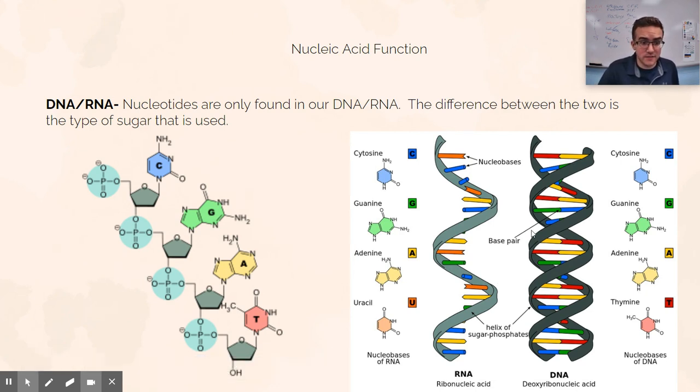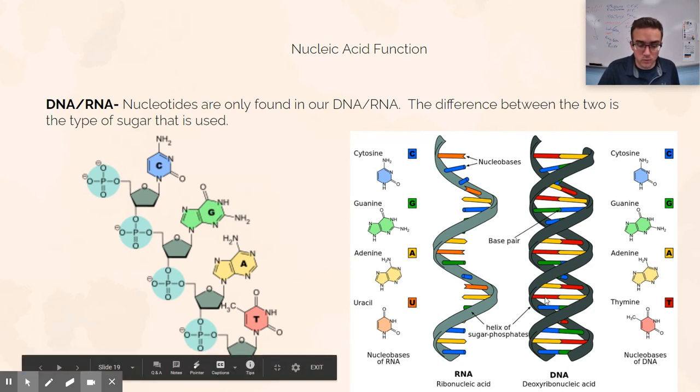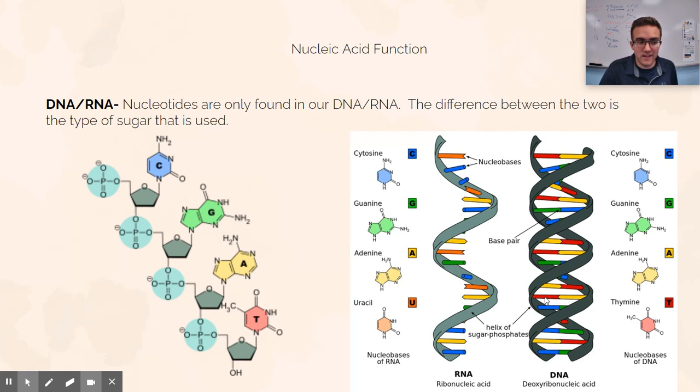But this is the 4th macromolecule. This is what they're used for. Just wanted to give you some background information about them. That's it for DNA and RNA.